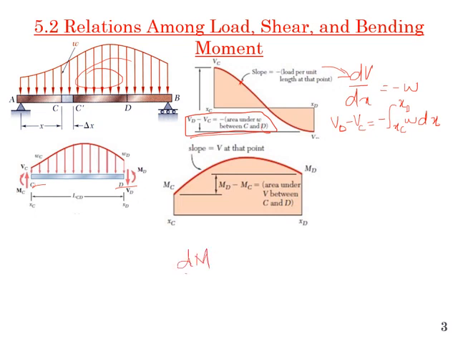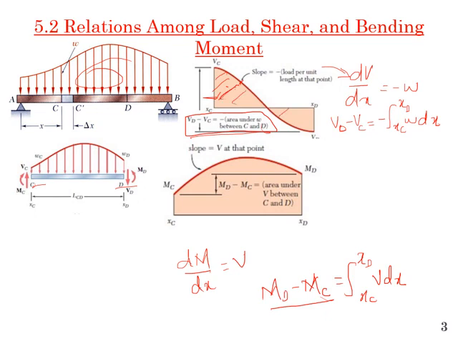Now similarly, the other expression we have was dM/dx equals V, and another equation we have is Md minus Mc equals the integral between c and d of V dx. So the moment between d and c is nothing but the area under this shear force curve. And if I take the slope at any location, it will give me the shear force at that particular location. Means if I'm interested in the shear force over here, I can take the slope of this curve.